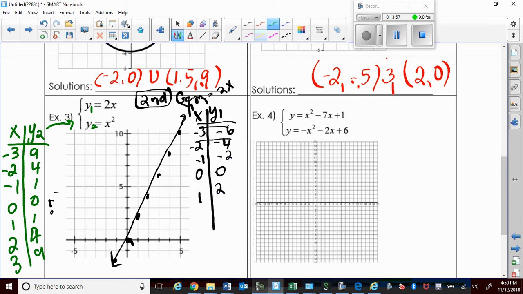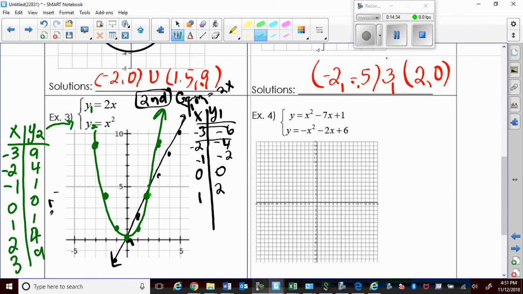So left 3, up 9, here's a point. Left 2, up 4, here's a point. Left 1, up 1, here's a point. 0, 0. Left 1, up 1. Left 2, up 4. Left 3, up 9. And I kind of already see some points of intersection here. So what I'm going to do is draw my curve, and I'm going to highlight those points of intersection.